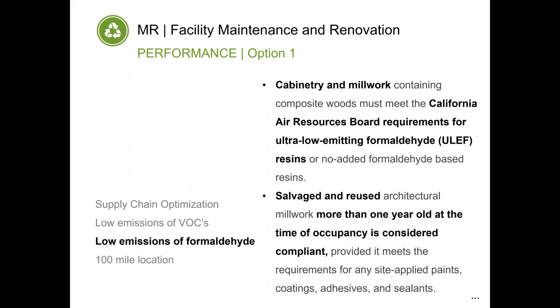Any types of salvaged or reused architectural millwork more than 1 year old at the time of occupancy is considered to be compliant. And the reason for that is because anything that's been reused, it's likely already emitted and it may not be emitting anymore. So that's why that's being prioritized and considered compliant.